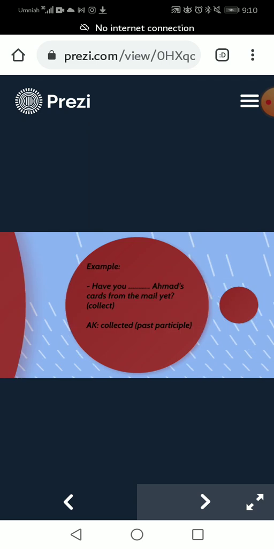For example, if I say, "Have you space Ahmed's cards from the mail yet?" Now, the base form we have is collect. As you can see here, we have to use the past participle in the space. So what's the past participle of collect? It's collected. It's a regular verb, and we add ed to it.